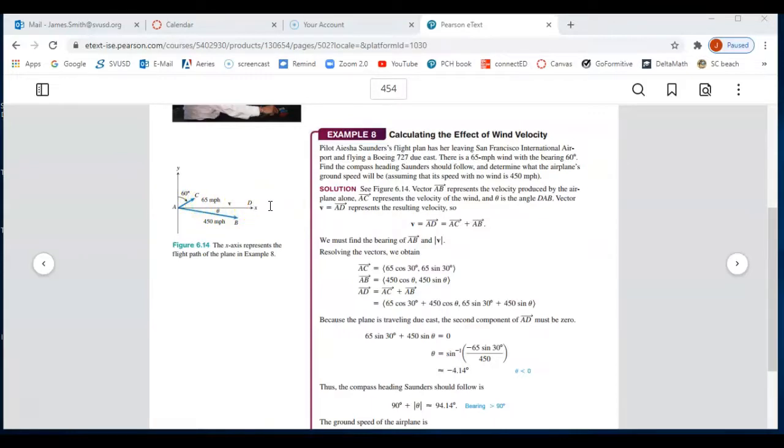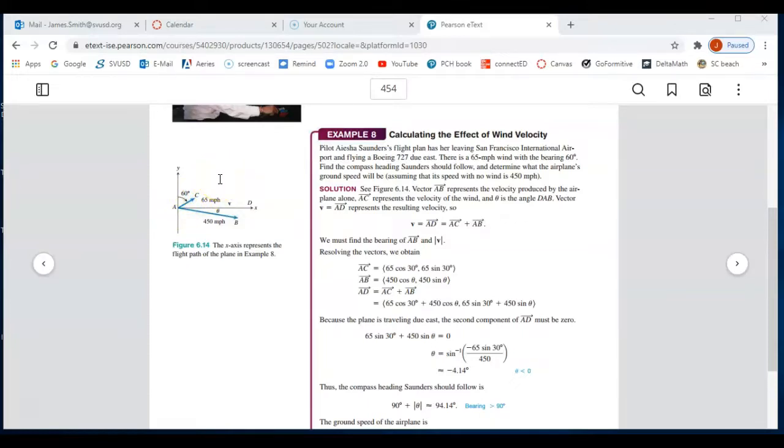And so that would be fine if there was no wind. They would just set their bearing at 90 degrees, right? This would be a 90-degree bearing because bearings measure from the north. So we would just have a 90-degree bearing if there was no wind. But with this problem, they're saying, but there is wind, right? The wind has a bearing at 60 degrees, so that's the direction that the wind is blowing, and it's blowing at 65 miles per hour.